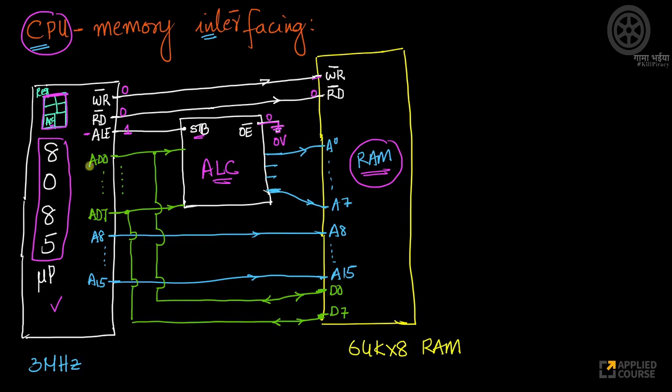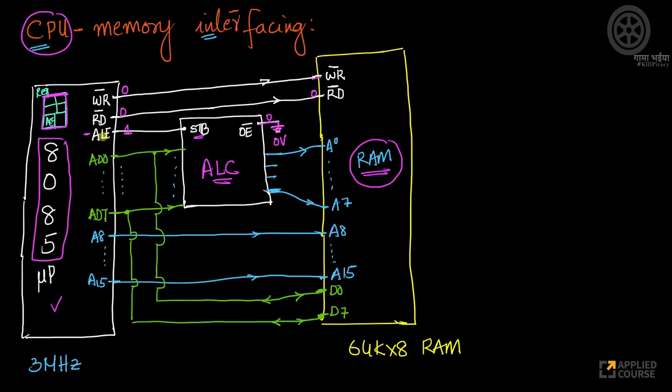So let's look at this ALC. This ALC has the strobe pin and the output enable pin. These are my input pins, all these are my inputs. Let's assume it has 8 inputs and 8 outputs. So these are my inputs and these are my outputs. Look at how I'm doing it. This is very, very important.